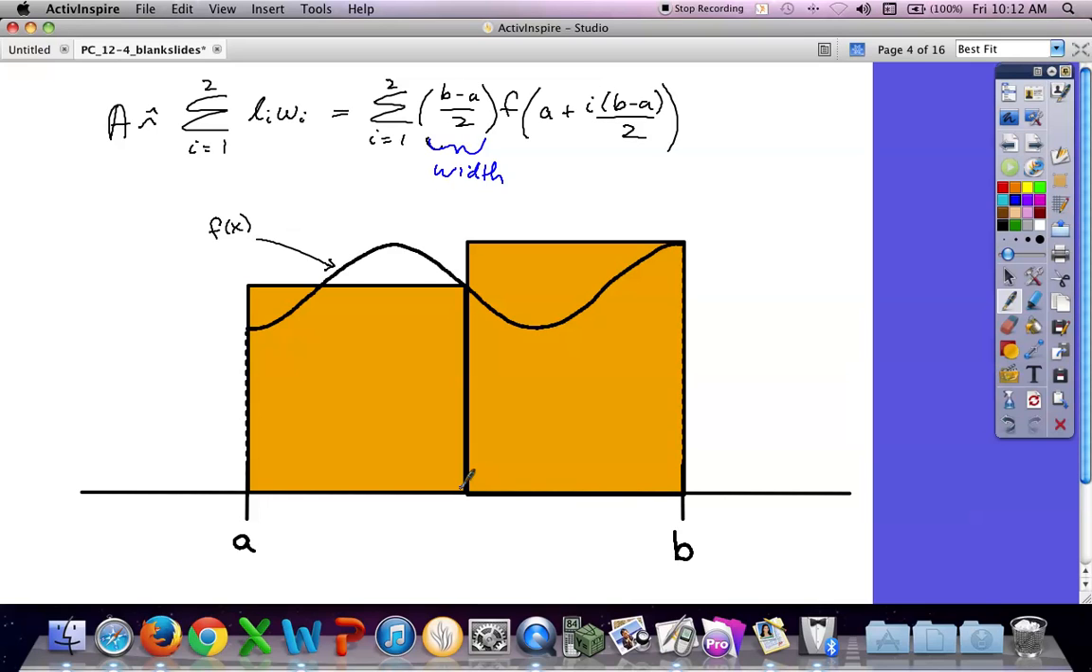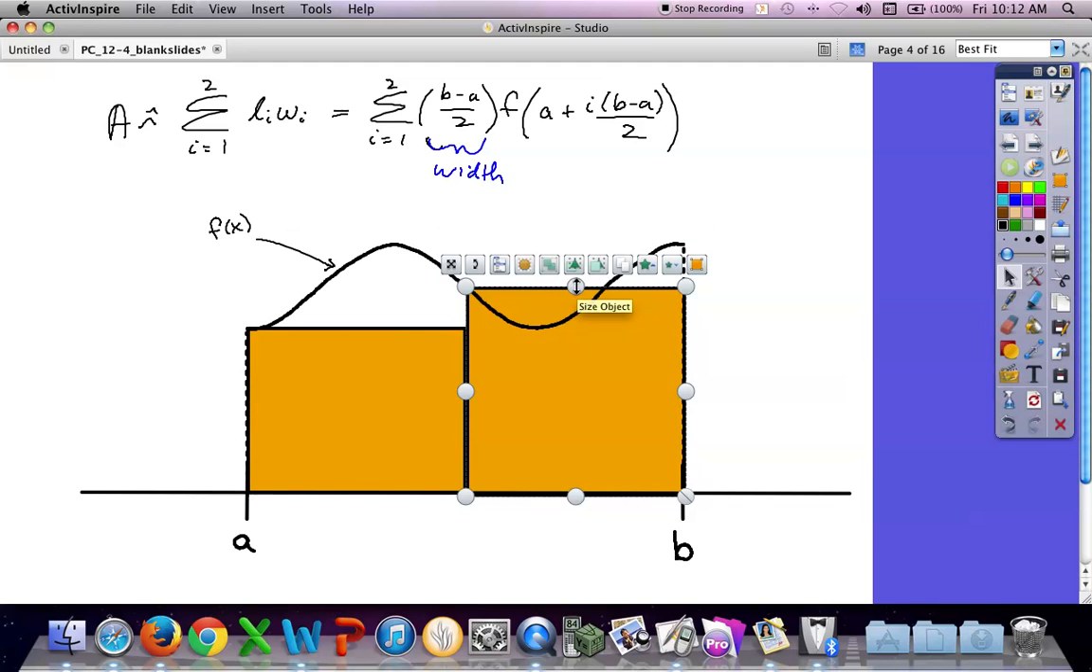Now, in order to find the height of the rectangle, you've got a bit of a decision to make, because it depends on how you're going to use your rectangles. I've set it so that the height of the rectangle is the value of the function on the right side of that interval. So here and here. But that's not always the way you do it. You could make it on the left side, the value of the function on the left side. Sometimes you do that.